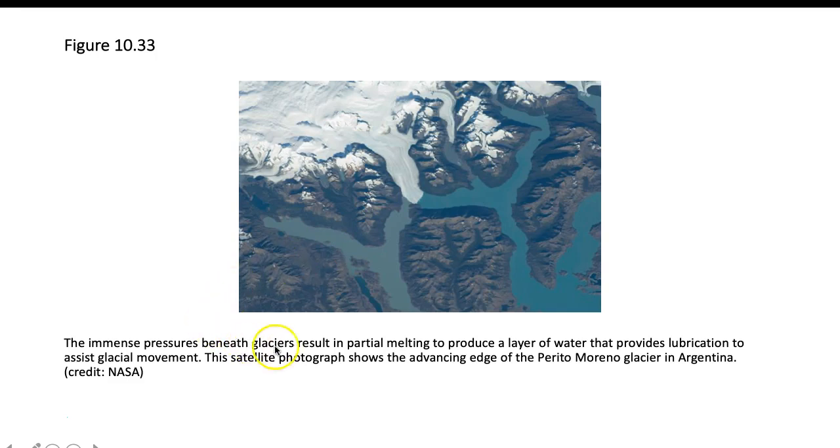The immense pressures beneath glaciers result in partial melting to produce a layer of water that provides lubrication to assist glacial movement. So in other words, glaciers can move because they're so heavy. Even though the temperature below them can be below zero, because they're so heavy, they lower the melting point of the ice, and the ice melts, and so the glacier can move like that.